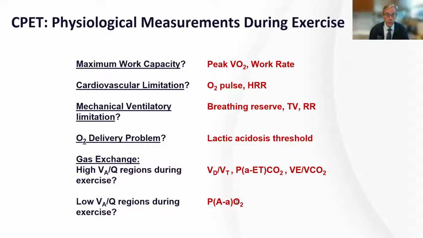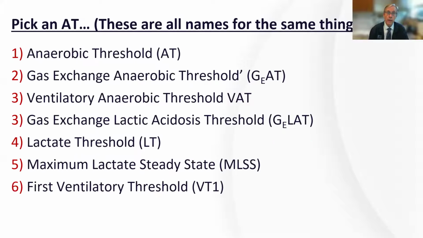So there's a lot of information on there, depending on what's invasive or non-invasive, and you want to put it in a format that you can actually understand. Okay, so first thing was peak oxygen uptake. We got that now. Now we're going to look at what I'm going to call the anaerobic threshold during this, but any of these work: anaerobic threshold, gas exchange anaerobic threshold, the gas exchange lactic acidosis threshold, the lactate threshold, etc. And VT1 is what's used in a lot of software programs.